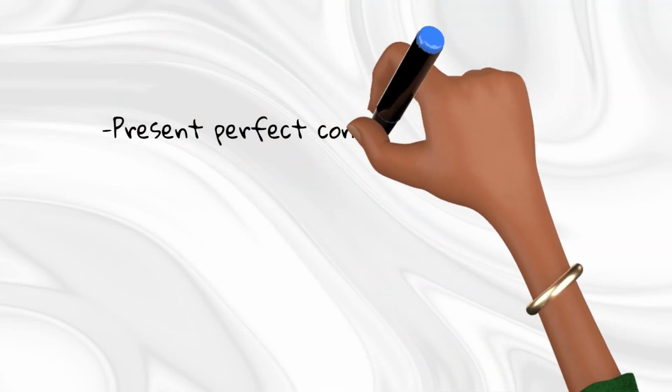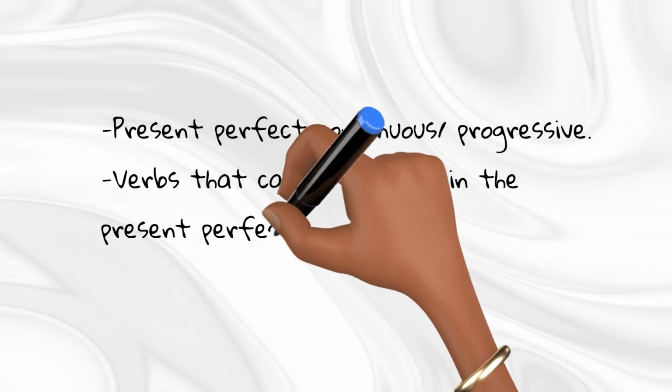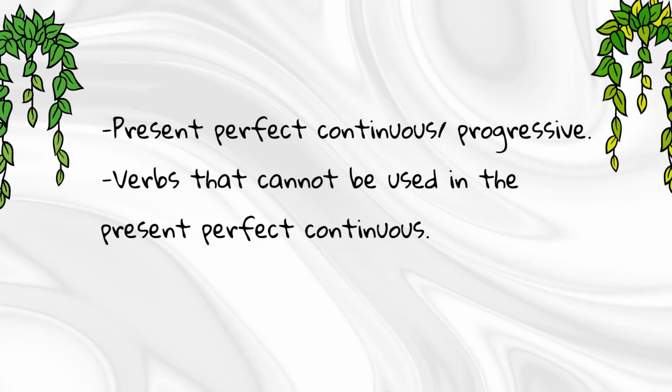So in this video we're going to be covering present perfect continuous / progressive examples, verbs that cannot be used in the present perfect continuous also, and have a quick look at adverbials that we commonly use with the present perfect continuous. So let's go.